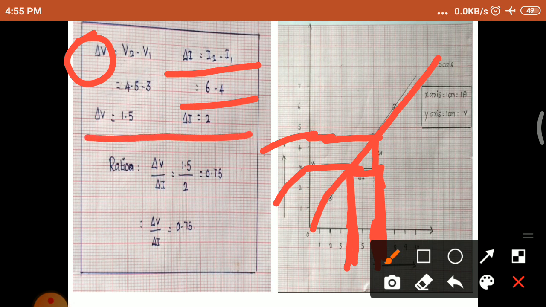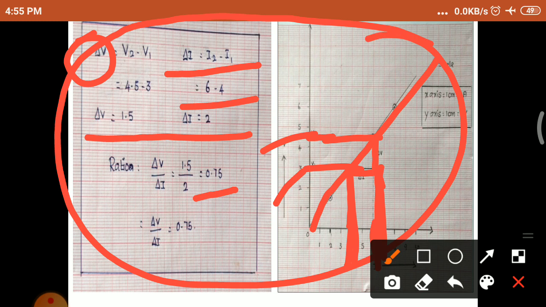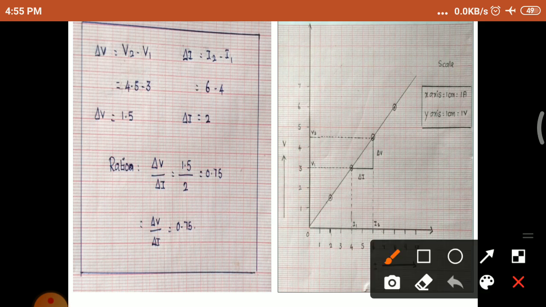Now the ratio del V by del I. The del V value is 1.5, the del I value is 2. When I divided 1.5 by 2, I get 0.75. So graphically, I proved that the V by I value is constant. Are you clear how I took the I1, I2 values and V1 and V2 values?